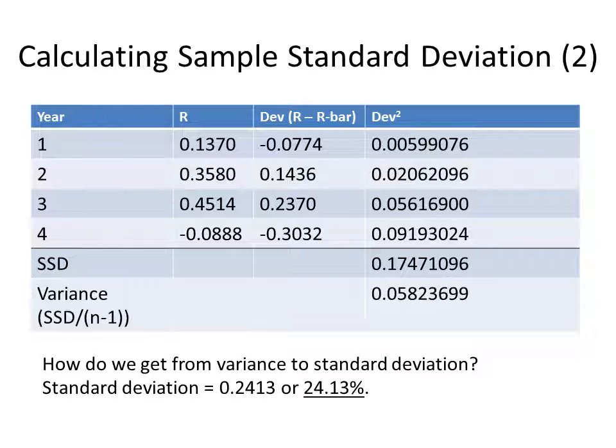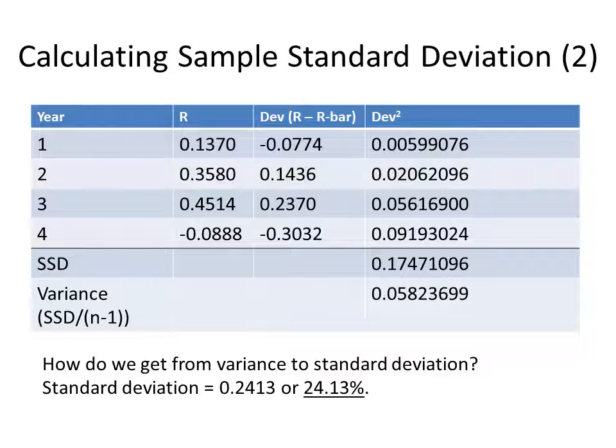Okay, so what we're going to do is take all those squared deviations and add them together. And that number is called the sum of squared deviations, or SSD. We're very close now. In order to figure out the variance, all I have to do is divide SSD by n minus 1. Well, what is n here? N is the number of years in your sample. In this case, it's 4. So n minus 1 is 3. So I'm going to take SSD divided by 3. And that gives me the variance.